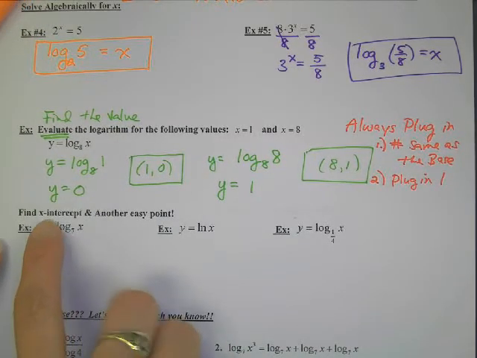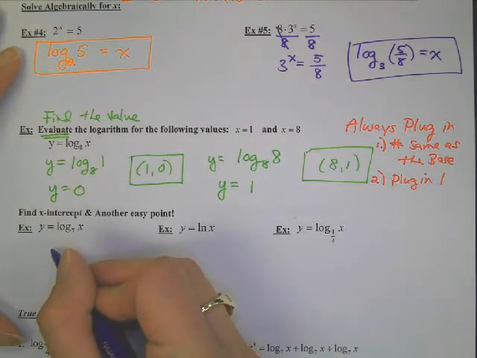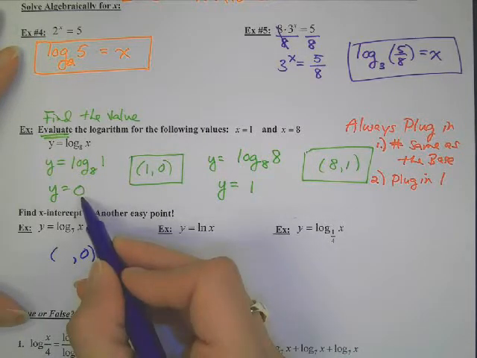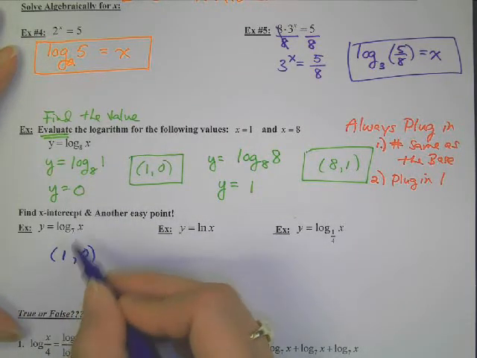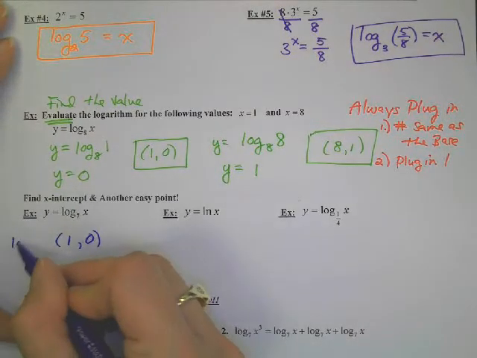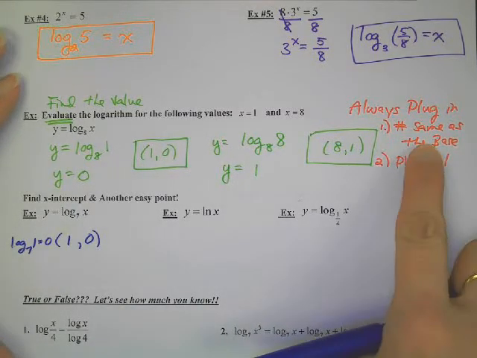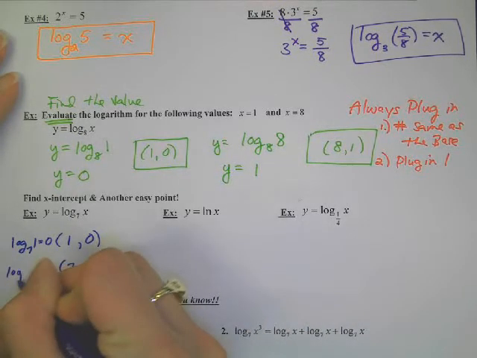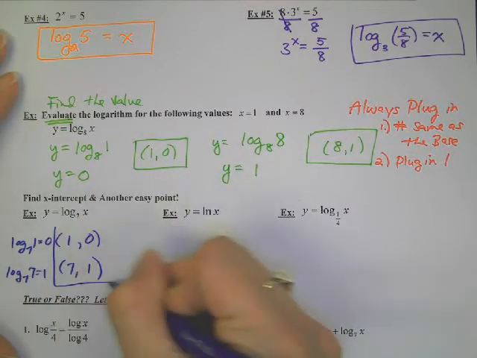We have to find the x-intercept and another easy point. An x-intercept is when you have the y value as 0. How am I going to make a 0? If you plug in 1, you'll get a 0. Do you need to see that? Log base 7 of 1, that makes a 0. Always plug in 1. The other number I want you to plug in is the same as the base. I want you to plug in the number 7. What's log base 7 of 7? Well, that just makes 1. There we go. We found 2 points.